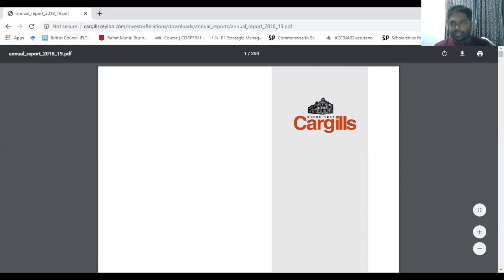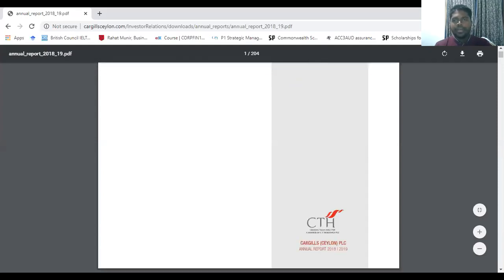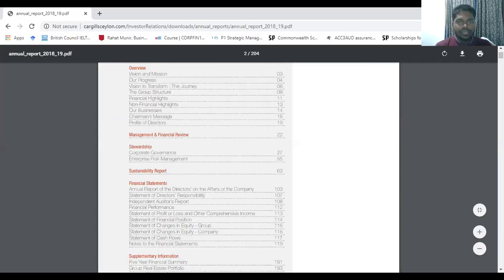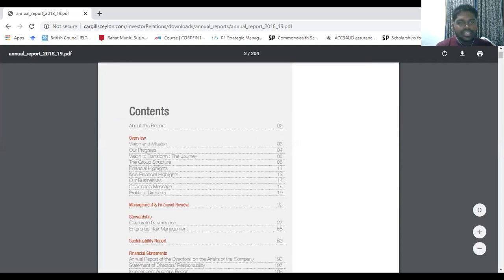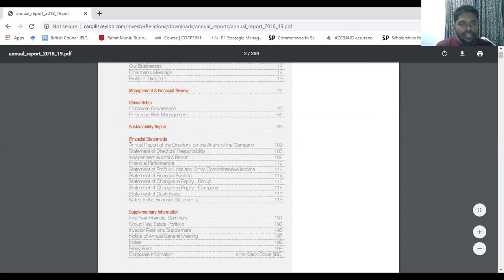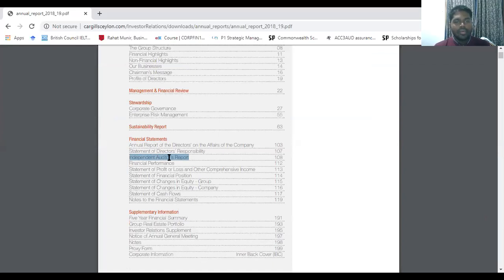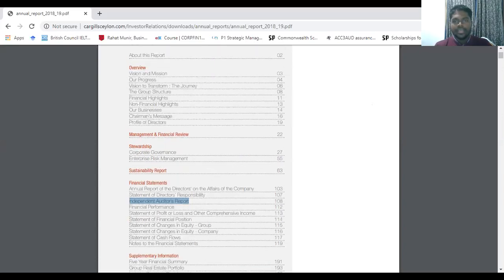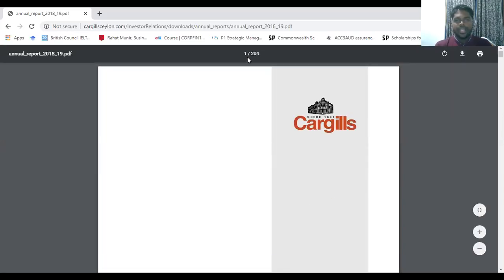Here we can find the auditor's report. It's a lengthy document, so we can search in the contents. Contents say, under the financial statements: annual report of the directors, statement of directors' responsibility, independent auditor's report. This is the title of the audit report. They normally put the title as independent auditor because the person is independent. We already discussed the external audit. They use the term independent auditor's report. The page number is 108. Here we can type 108.